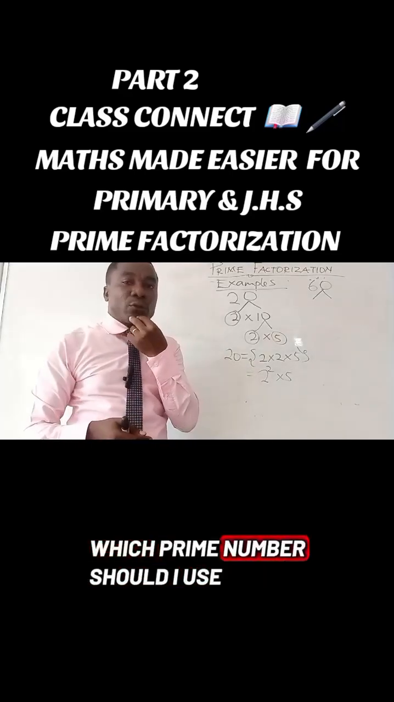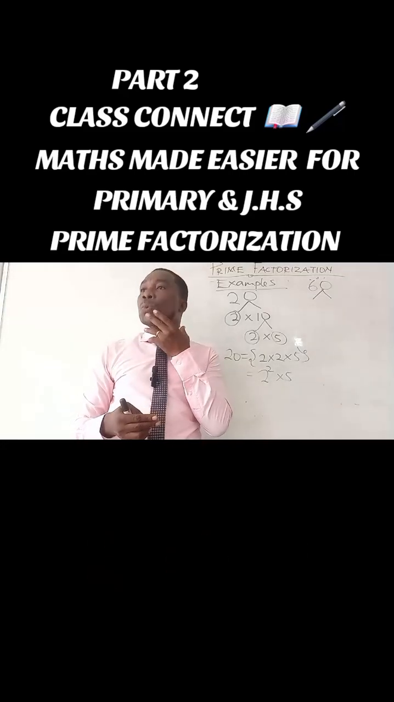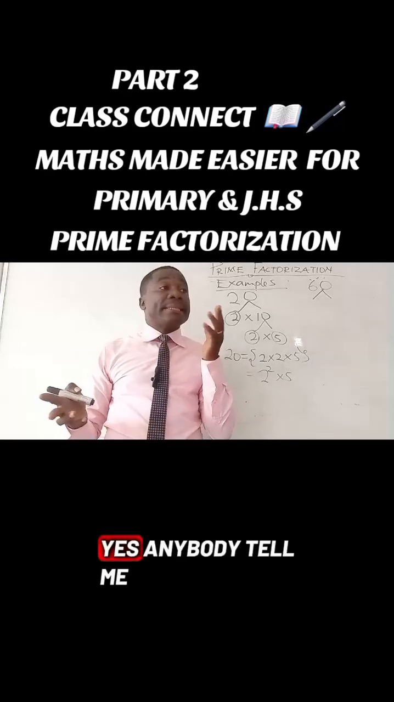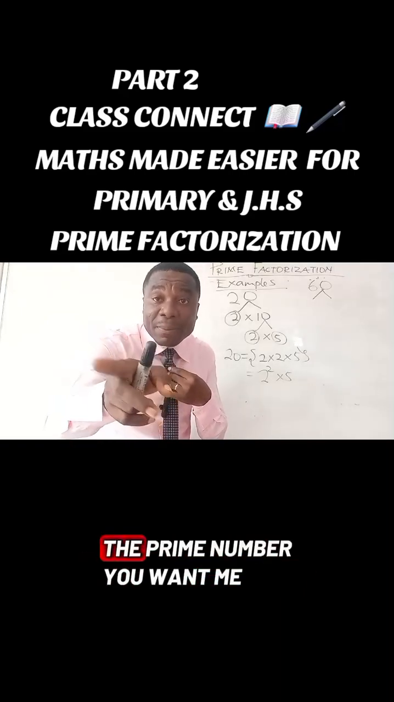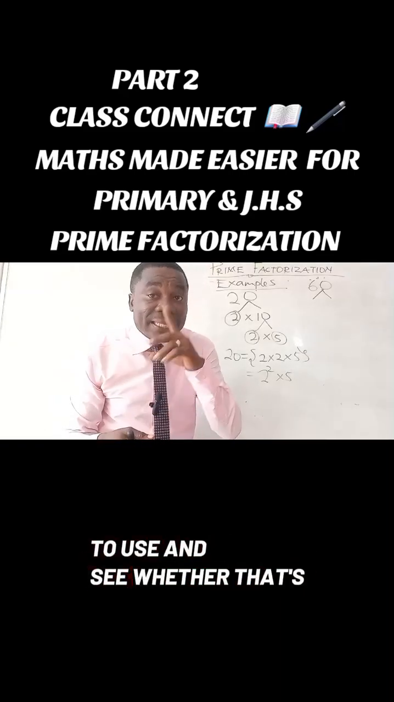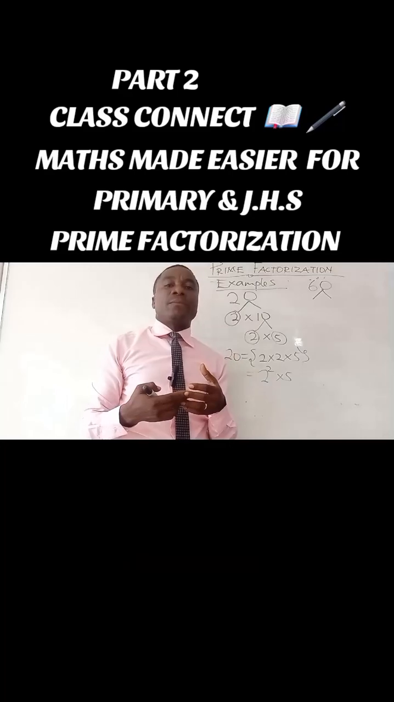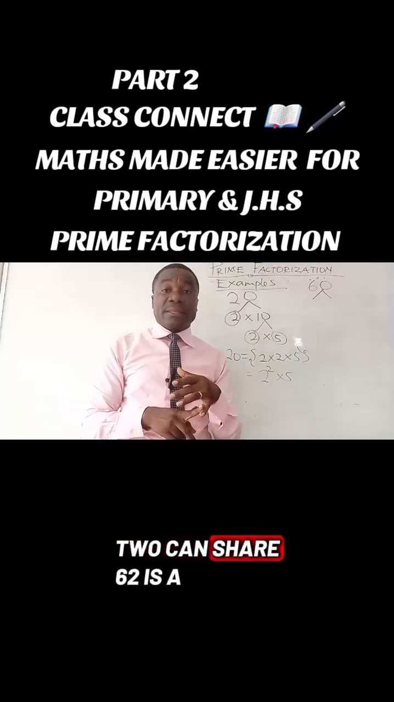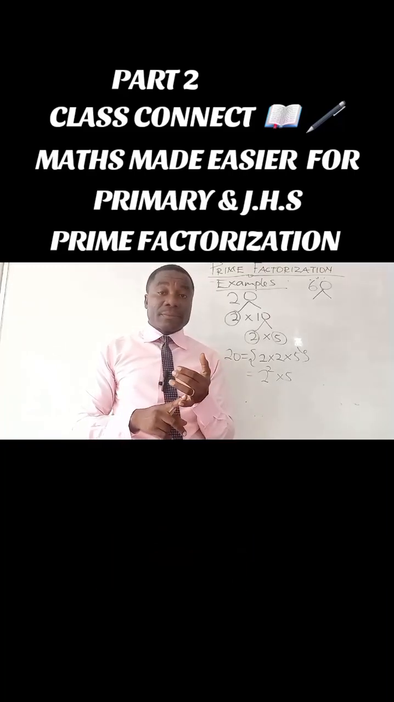Now, which prime number should I use? Anybody tell me? Please put it in the comment section, the prime number you want me to use, and see whether that's what I used actually. All right. Now, 2 can share 60. 2 is a prime number. 2 can share 60 30 times.